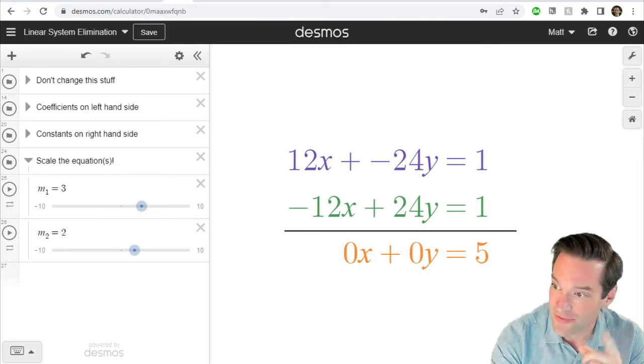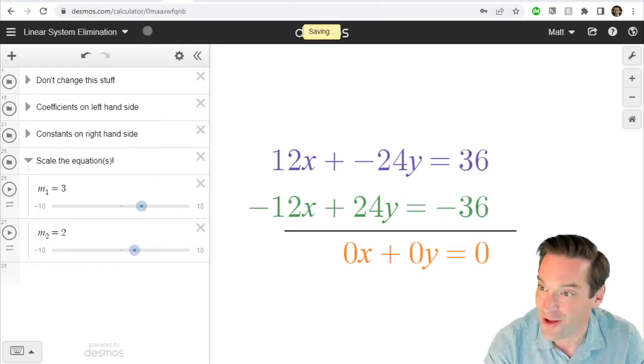And now I'm realizing that I have a problem with this little applet. Let me just go fix it real quick. All right, I got that all fixed. And Desmos is still thinking about saving it for some reason. I don't know why it's dragging its feet.